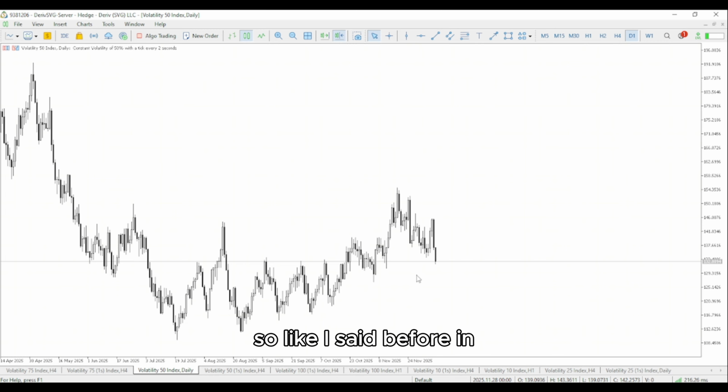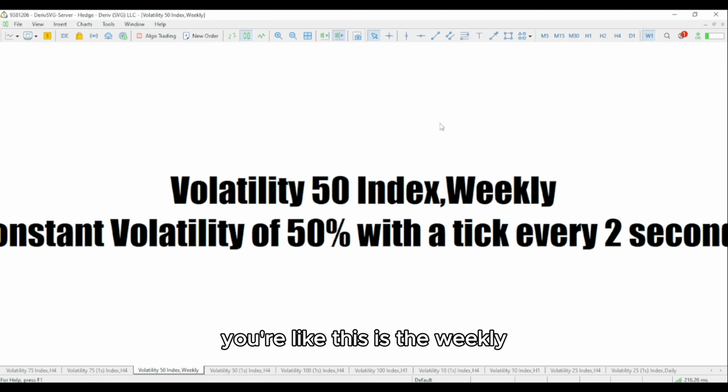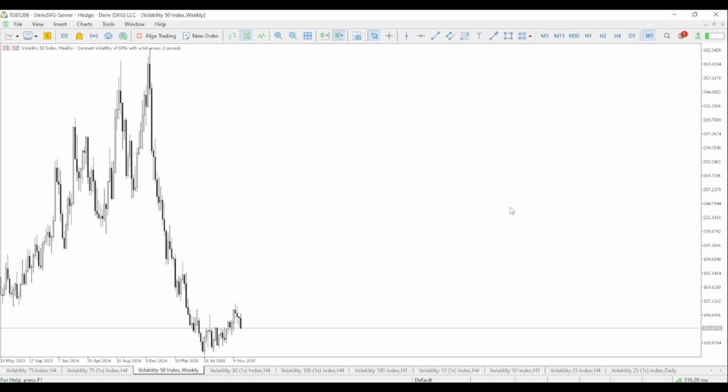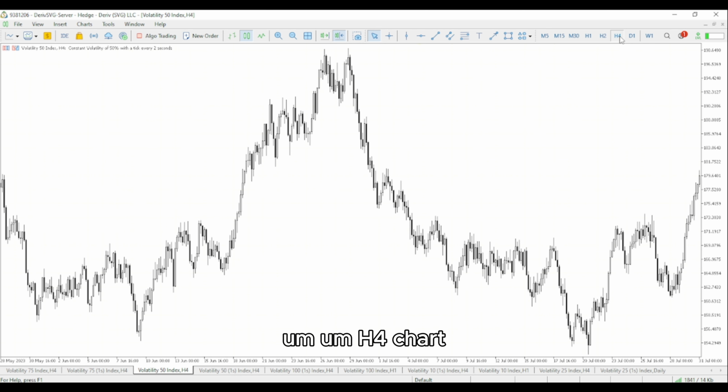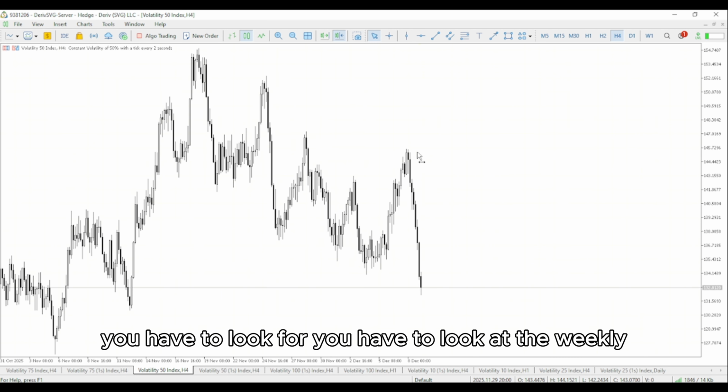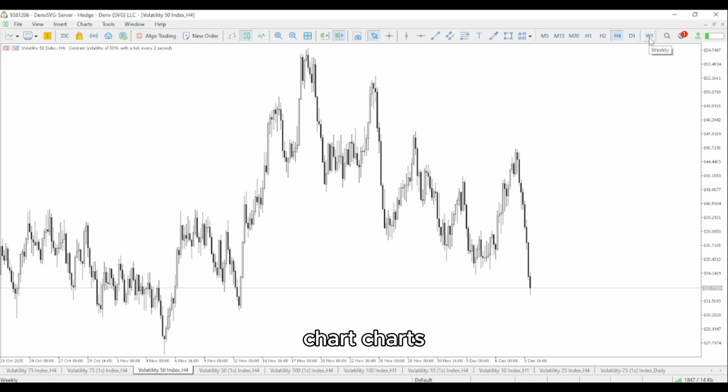So like I said before in the explanation, if you want to look at the weekly charts, you understand, you open your charts and you're like, this is the weekly chart and you're looking at it. Before you try to trade on a lower chart, you must look at the higher chart first. You understand? Let's say for example, if you want to trade the H4 chart now, you have to look at the weekly chart first. You look at the weekly chart, then you look at the daily chart.